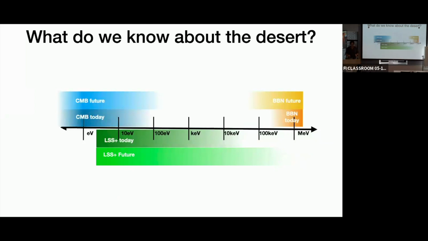So the experimental windows that we have on the desert, you can kind of look like this. Here's the eV scale and here's the MeV scale. You kind of come at it from both sides. The CMB today probes this energy range and will push up to maybe 100 eV. Large scale structure probes up into the 10-ish keV range, and in the future is going to probe even up into the 100 keV range. The boundaries here are not really clear, because it's not even really appropriate to talk about it as large scale structure when you're talking about streams and things like that.